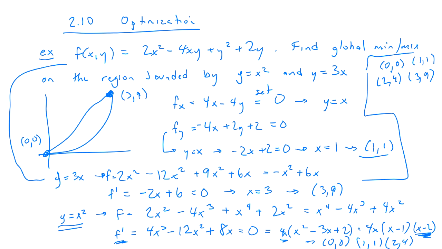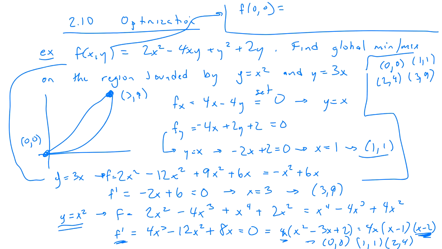So here's where this changes from the last one: we added this extra step to find out what's going on in the boundary. But the other difference is we don't have to take the second derivatives, because we know the global minimum and the global maximum will occur either at a critical point or on the boundary. So therefore, I'm going to plug these points into the original function.